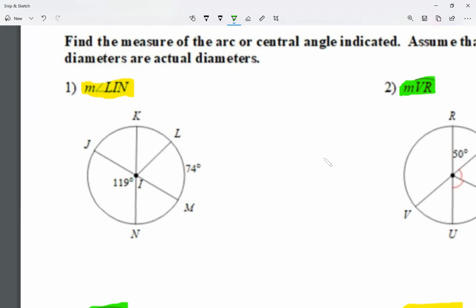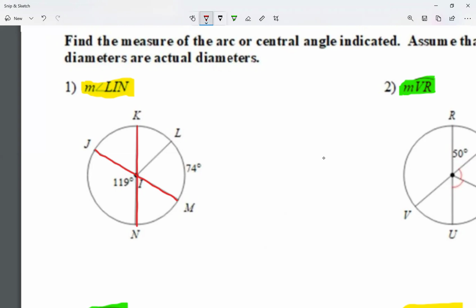Now let's assume that lines which appear to be diameters are actual diameters. So if it looks like a line crosses through the center and crosses the whole circle, we're going to call that a diameter. Where do I see a diameter? Well, here. I'm going to show you guys. Let's assume that is an actual diameter. I can see another diameter here.